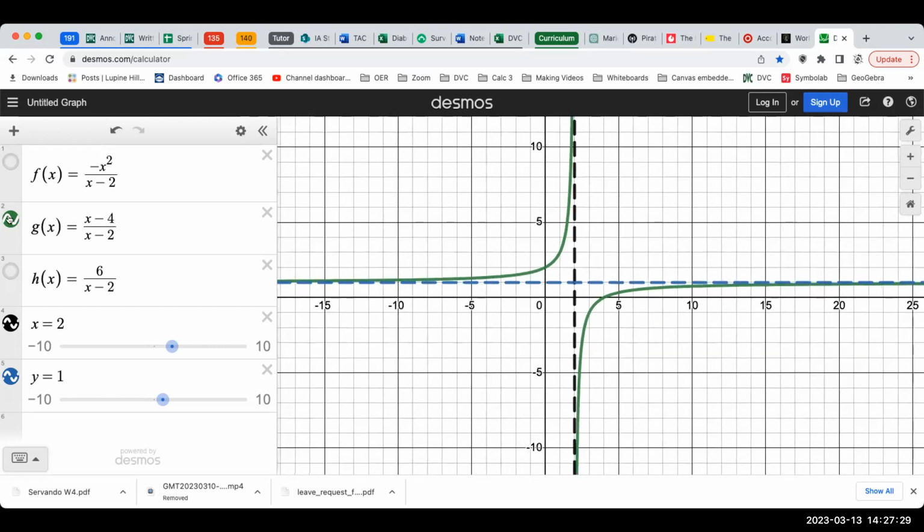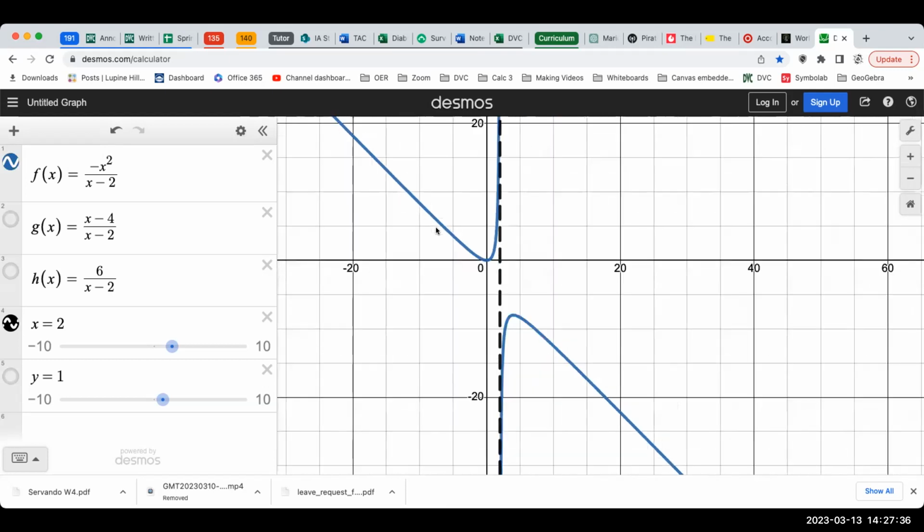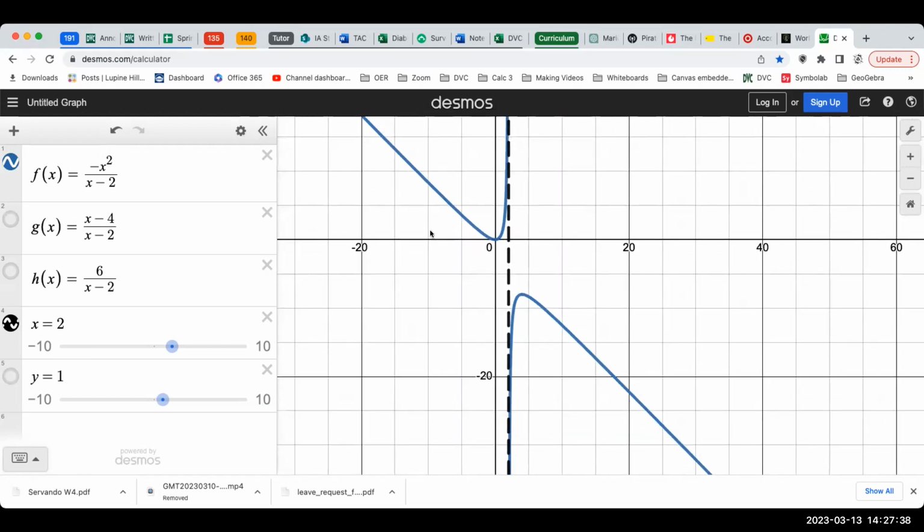Okay, let's look at the last one. Actually, go back to the first one. Do you see how the tails go to infinity or negative infinity? So there is no horizontal asymptote because they just shoot off up and down.